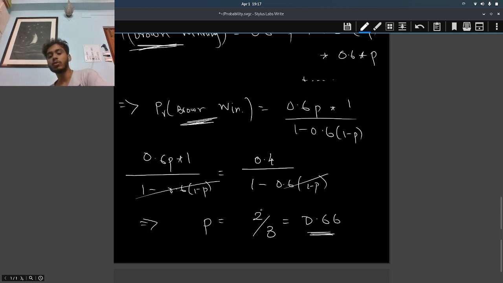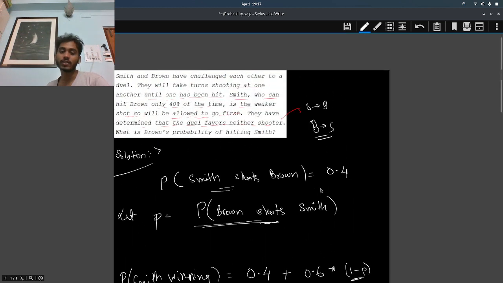So as said by the question, Brown should have a greater probability, or else it is not possible for them to have equal chances even after Smith starting first. That's kind of logical, and you can think in that way for a sanity check.